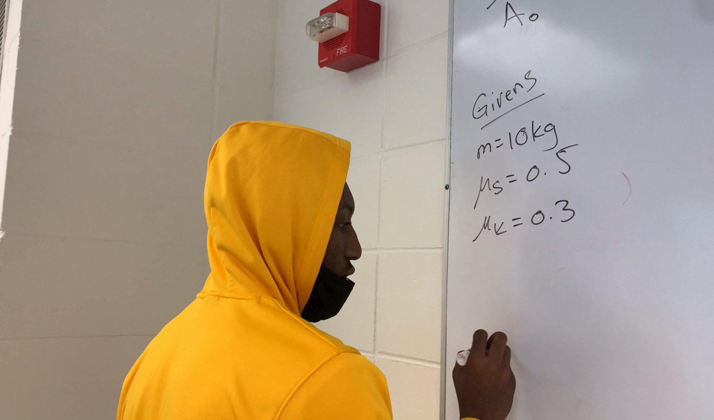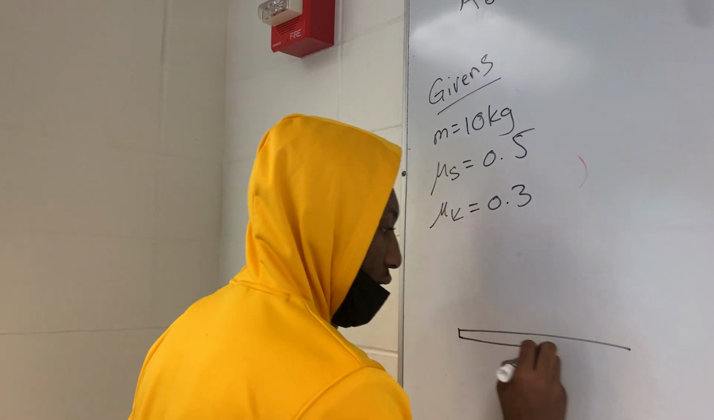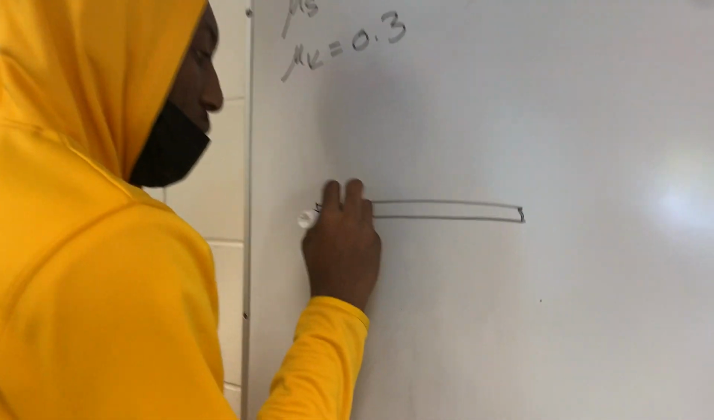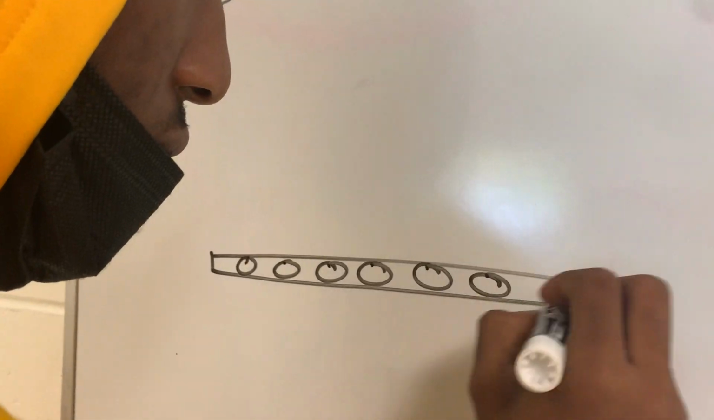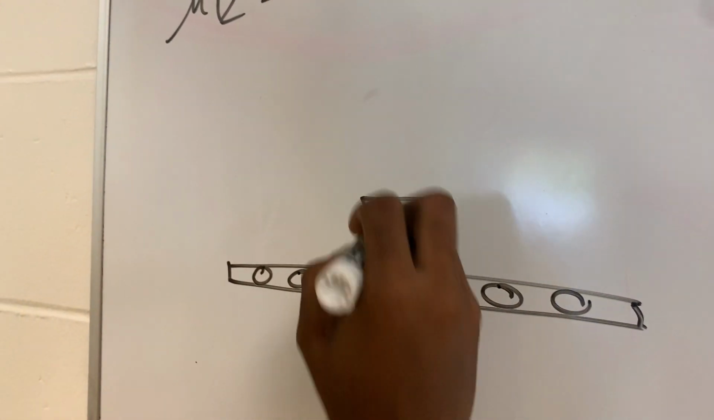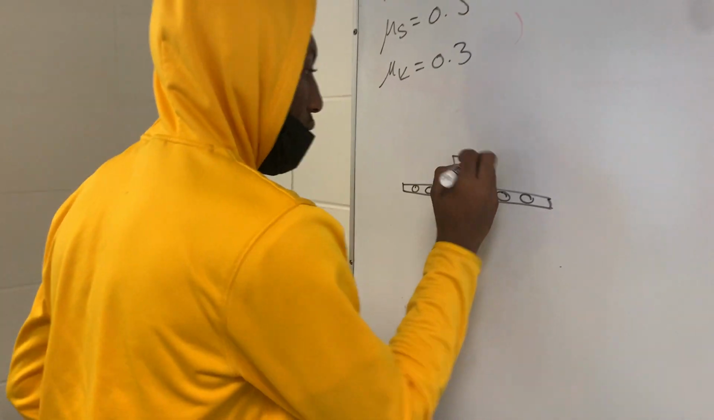Okay, so it's on a conveyor belt, so we can draw a picture. Draw a nice little picture here with a conveyor belt, 10 kilograms. Alright, so that's our picture of the scenario.